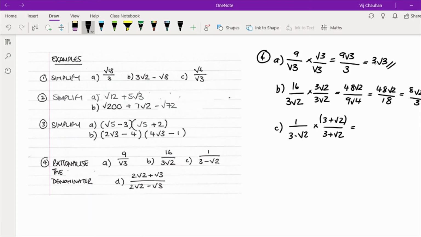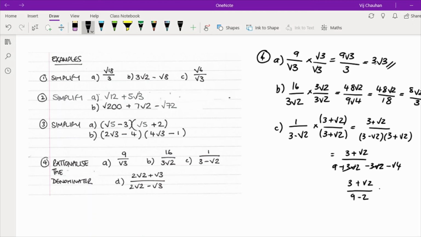Now if we treat this like a double bracket question, what we end up with is 3 plus root 2 over 3 minus root 2, 3 plus root 2. As we said, as this is rationalising the denominator, we're not really bothered about what the numerator looks like, so you can leave that as messy as you like. We're not going to touch or attempt to simplify that. Expanding the brackets, we get 9 plus 3 root 2 minus 3 root 2 minus root 4. These two things cancel. Root 4 is 2. So we end up with 3 plus root 2 over 9 minus 2, which leaves us with 3 plus root 2 over 7.